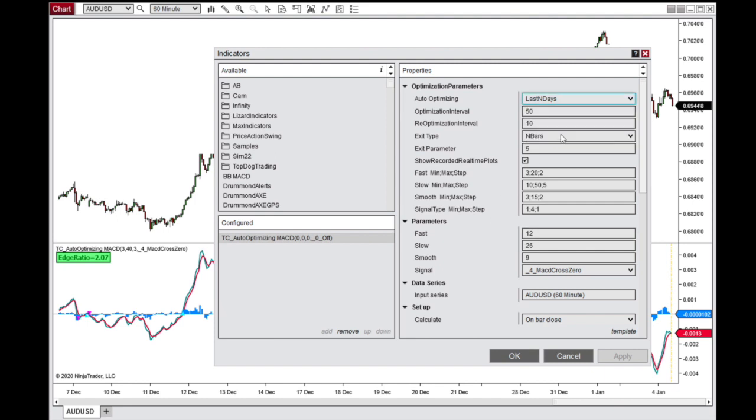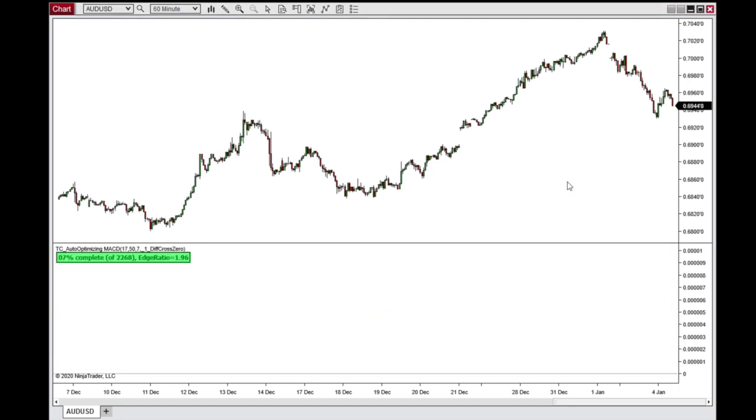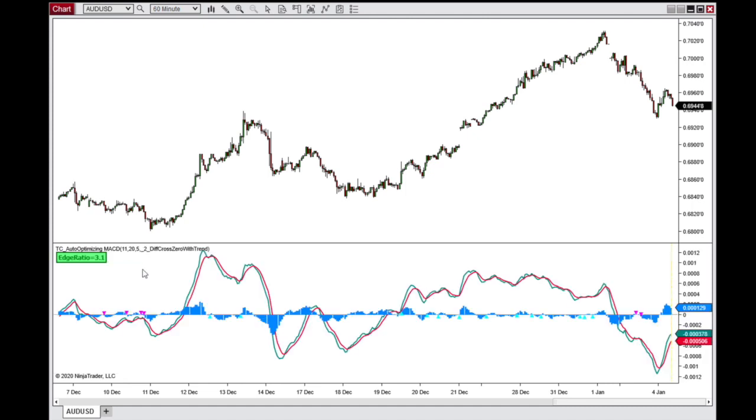Let's measure the last 20 signals. Re-optimizers, going through over 2,000 variations. Hey, now we've got an edge ratio of over 3. So the last 20 signals, and you can see them here on the chart, have an edge ratio of 3 to 1. So price moved in your favor of the signal 3 times more than it moved against you. Now that's beginning to smell like you could actually trade that profitably.